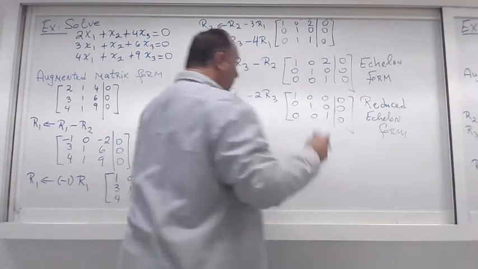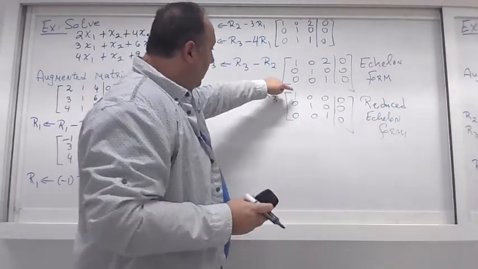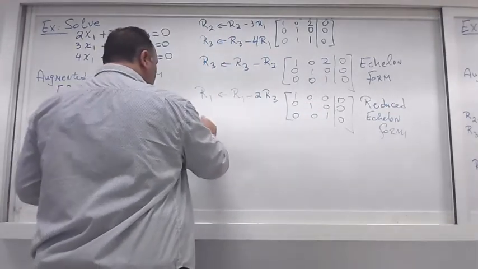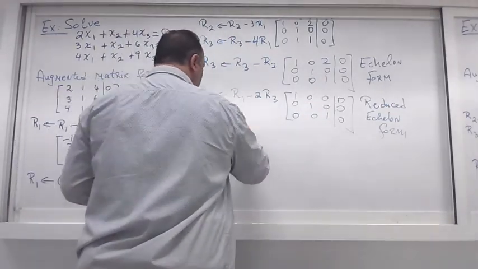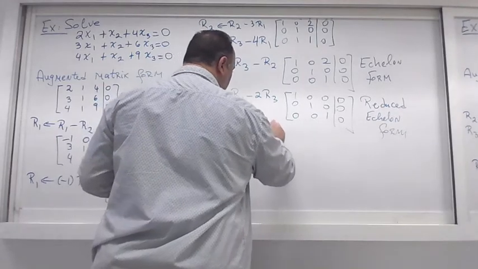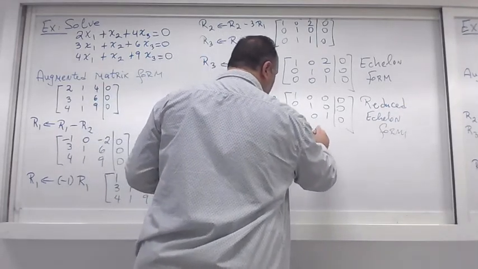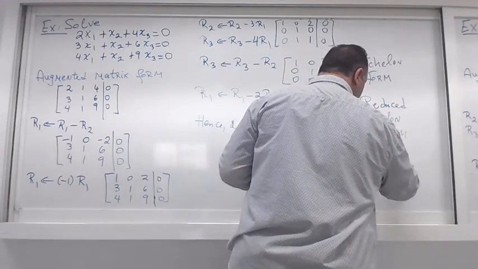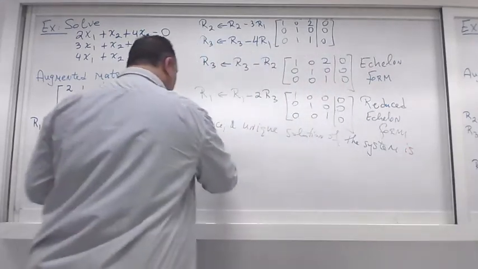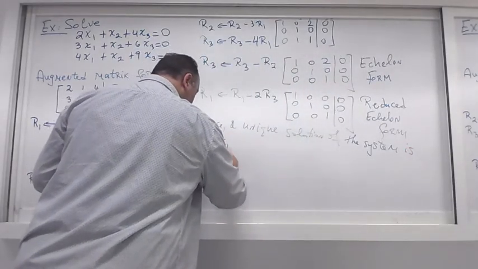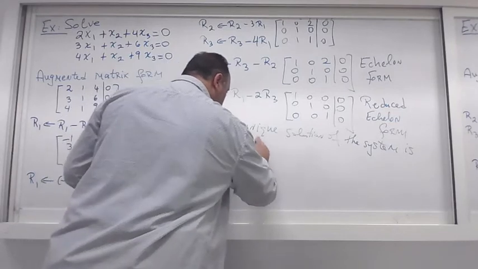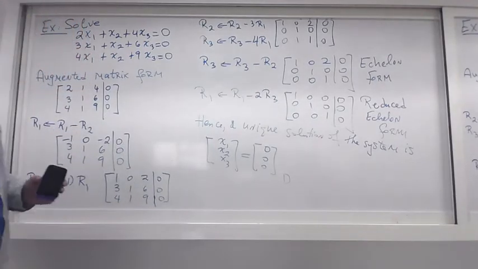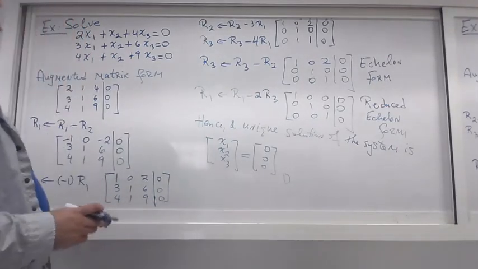Now I need to find the solution. Well, apparently the solution is x1 equals 0, x2 equals 0. So my unique solution of the system, unknowns x1, x2, x3, is 0, 0, 0. Ta-da! That's what's called the trivial solution because it's just 0.